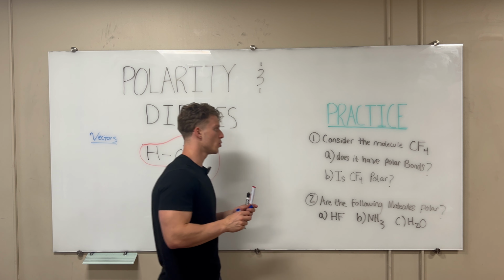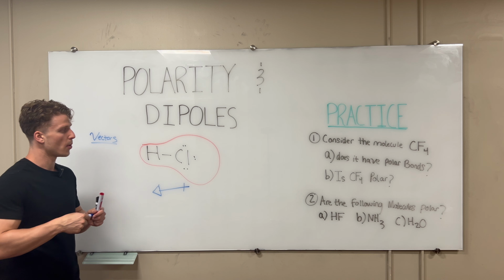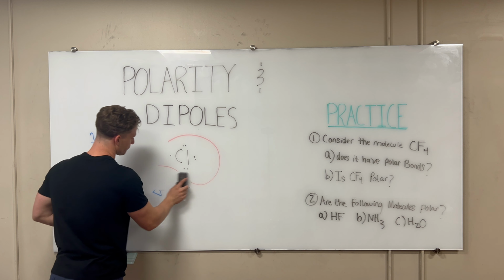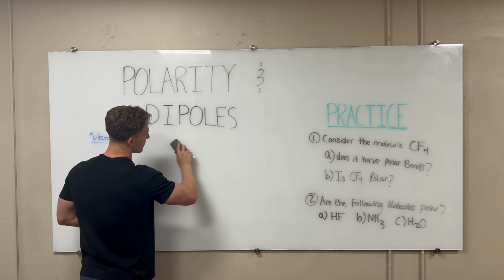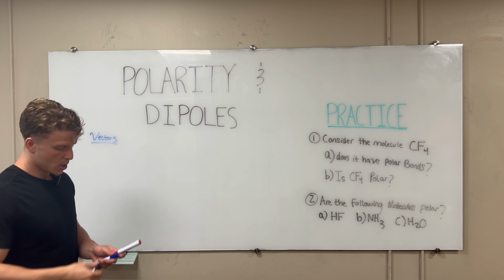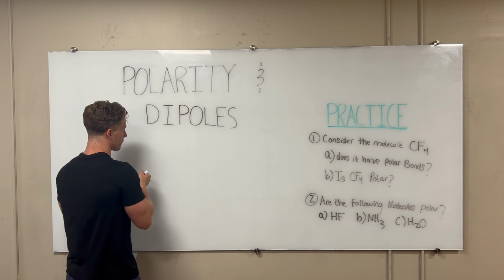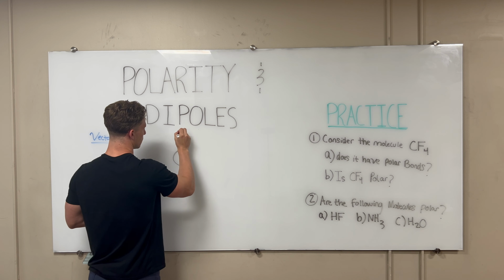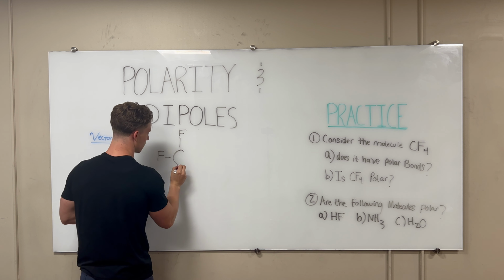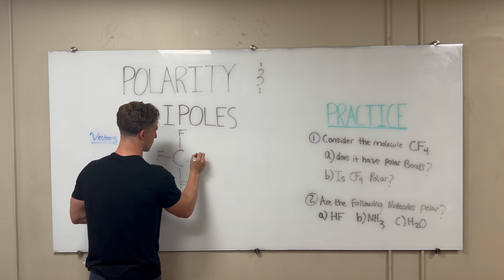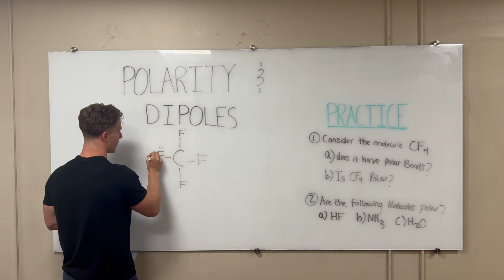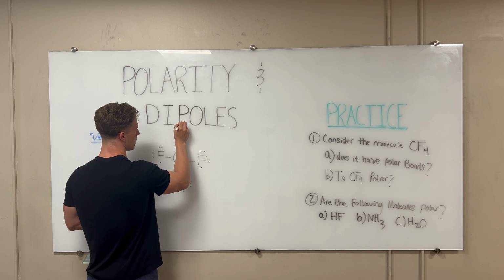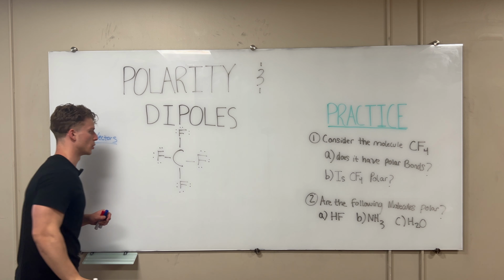It says, consider the molecule CF4. Does it have polar bonds and is it polar? So let's erase our HCl, right? And let's draw our CF4 molecule. So CF4 is going to look like this. And each fluorine is going to have 3 lone pairs. So we've successfully drawn our Lewis structure out.